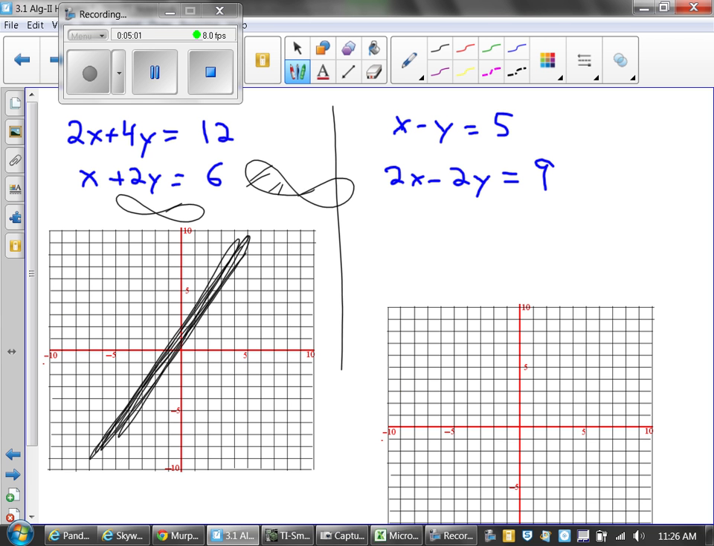All right. So what about the other one? What'd you guys get for the other one? Parallel. That's what I got. So if these guys are parallel lines, how many solutions do they have? None. No solution.